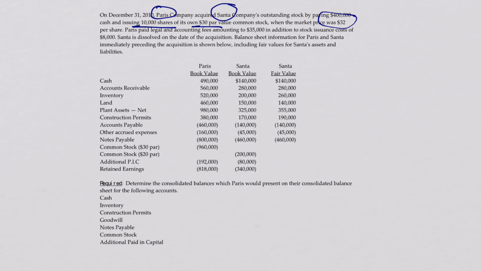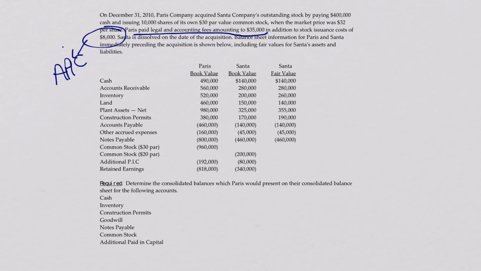Okay, so let's see what we got. First of all, let's figure out what else is in the problem. We've got a situation where there's legal fees, $35,000, and accounting fees, in addition to stock issuance costs of $8,000. From this class, we now remember very well what we do with stock issuance costs. That's going to go against the additional paid-in capital at some point, APIC. That's what that's supposed to stand for. All right, so far so good.